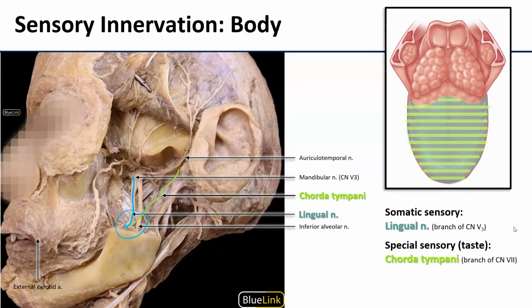All right, so just to review here, the somatic sensory from the anterior tongue will follow that lingual nerve, that blue nerve, back up through V3 to get to the brain. But taste sensation will follow the chorda tympani back to the facial nerve to get back to the brain. So two separate pathways once they leave the oral cavity.